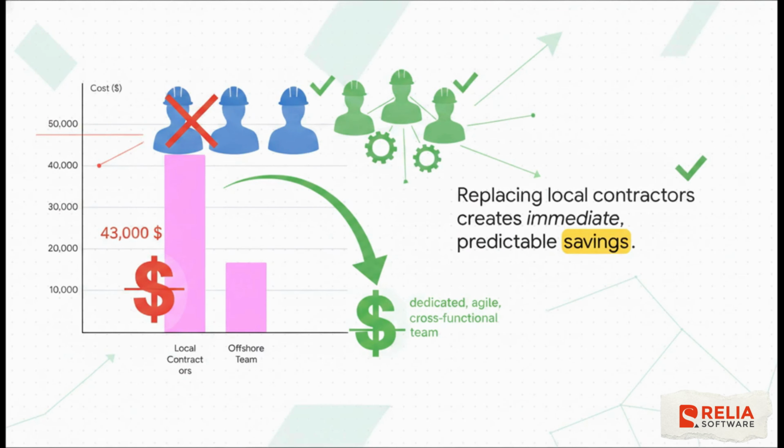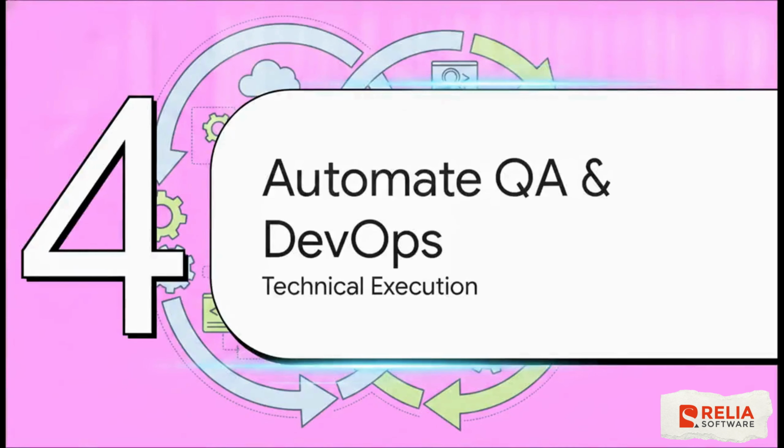The math is pretty undeniable when you map it out. Replacing 3 local contractors with a dedicated offshore team can drop your monthly spend from nearly $43,000 down to under $17,000. That is immediate, totally predictable savings every single month, all while keeping the agile, cross-functional collaboration your software projects demand.